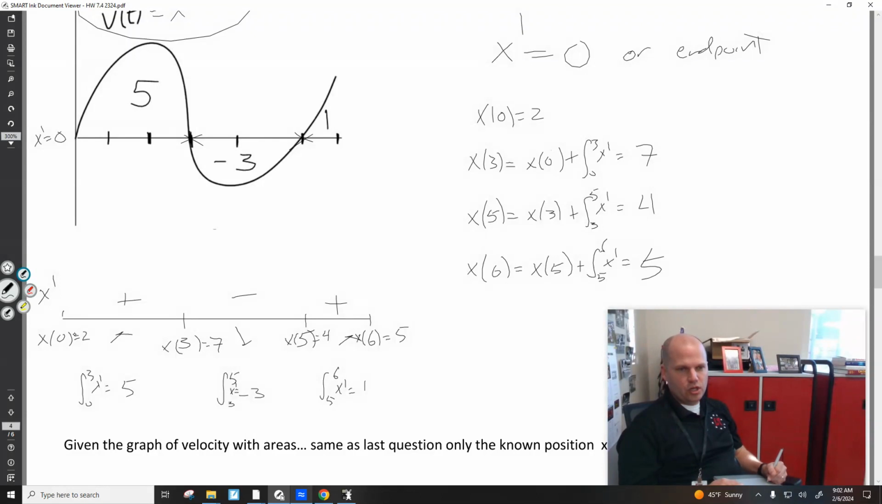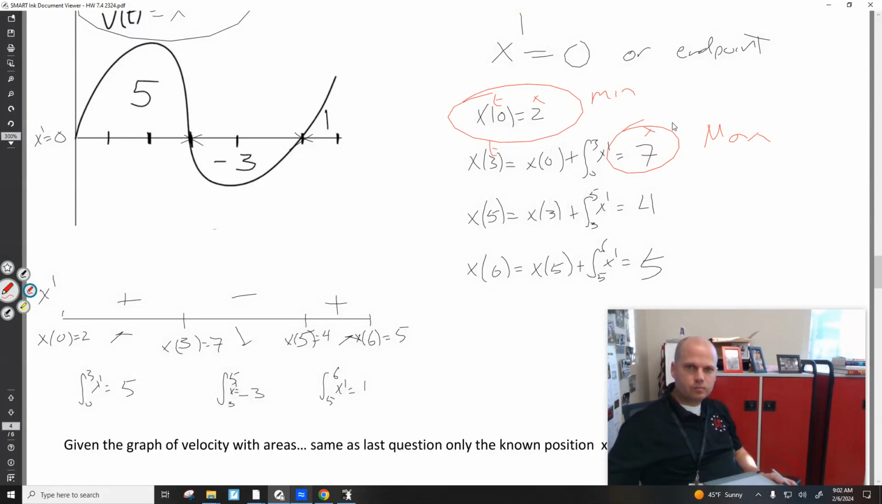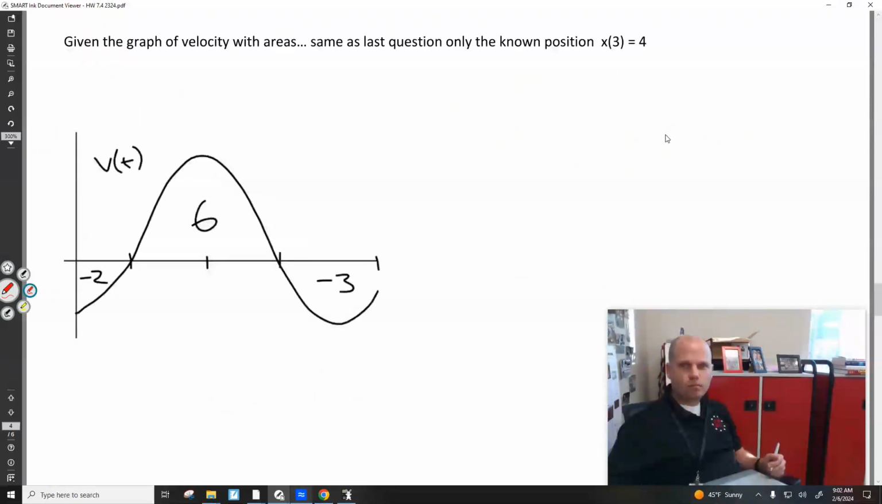I go from 2, up 5 to 7, down 3 to 4, up 1 to 5. We're good. Shows us how much we're increasing and decreasing. We have a max. We have a min. Time, position, time, position.